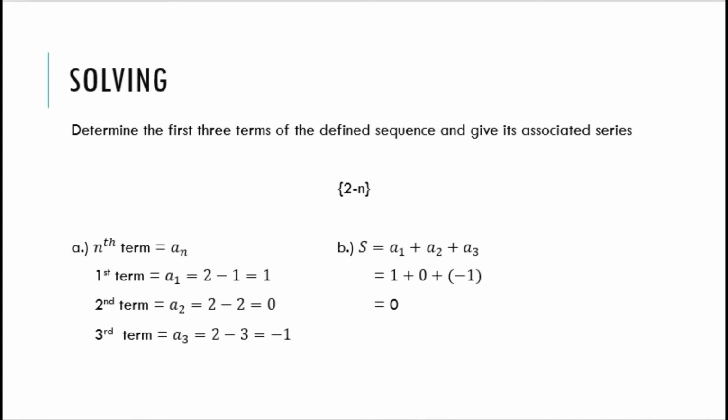And to find the second term, or a sub 2, just substitute 2 into n in the given sequence, so that will give us 2 minus 2 is 0. And for the third term, it will be 2 minus 3, and it will give us negative 1. And to add it all up, it will give us 0. So that is its associated series.